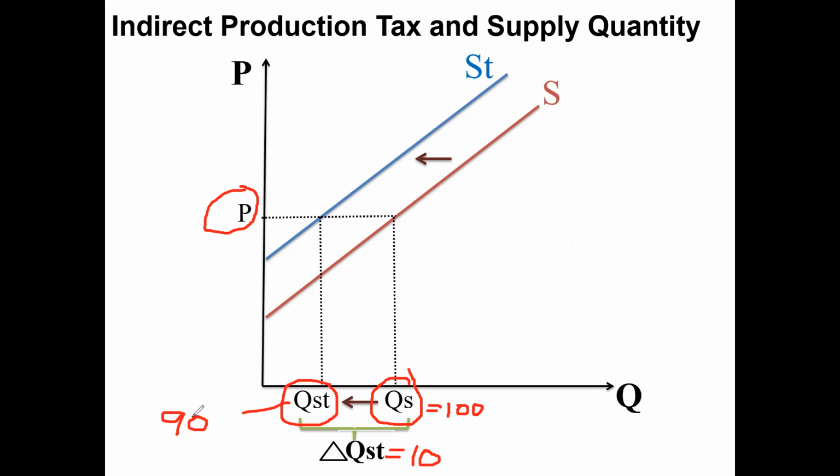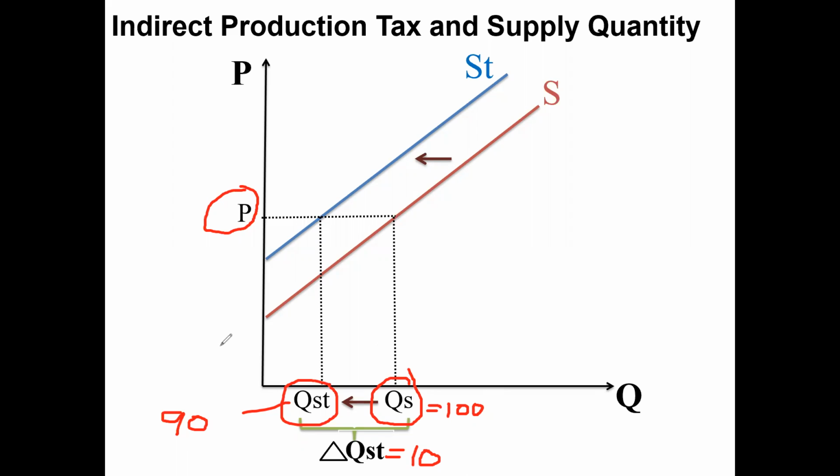Right? Supply quantity was 10 and supply quantity reduced by 10. Sorry, supply quantity was 100. It was reduced by 10 due to tax. So the new quantity is 90. Right? So therefore, the key point is this change in supply quantity.